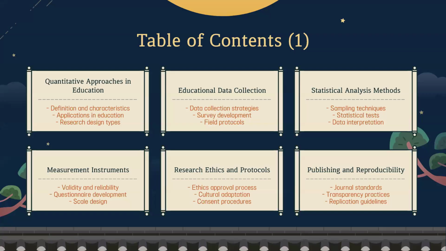Here is the first part of our table of contents. We will cover 6 main sections. We will start with the basic approaches of quantitative research. Then we will learn about how to collect educational data properly. After that, we will look at statistical analysis methods and the important topics of measurement instrument like questionnaires. Finally, we will touch on ethics and publishing standards.